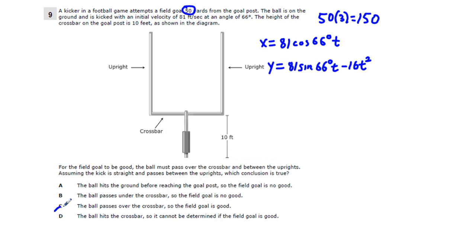And so the ball is not good. The ball does not hit the crossbar. The ball does not hit the ground before reaching the goalpost, right? Because it's not negative, but it's like 4.73. The ball passes under the crossbar by about 5 feet. So that's why our kick is not good. Next problem.